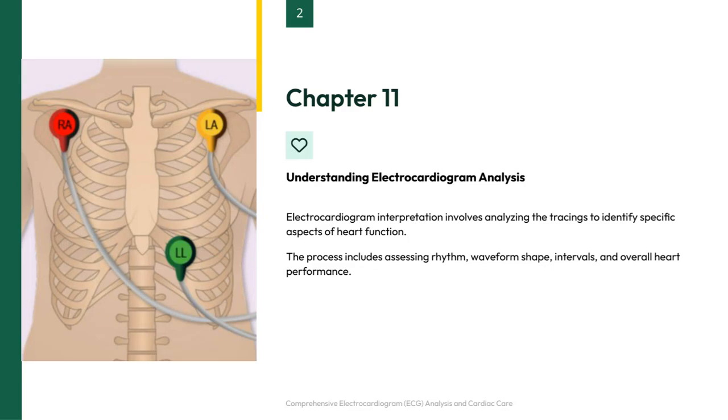Now, let's talk about understanding electrocardiogram analysis. When we interpret an ECG, we're really looking closely at the tracings to get a clear picture of how the heart is functioning. This means carefully assessing the heart's rhythm to see if it's steady or irregular, examining the shapes of the waveforms, and measuring the intervals between them. Each of these elements gives us important clues about the heart's performance as a whole, helping us detect any abnormalities or issues that might need attention.